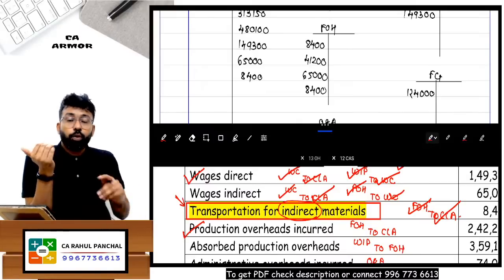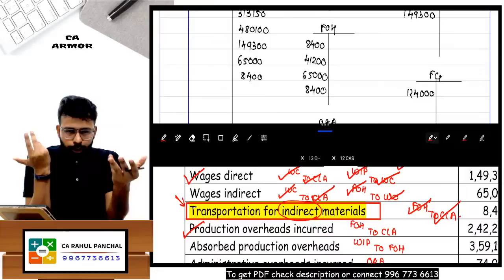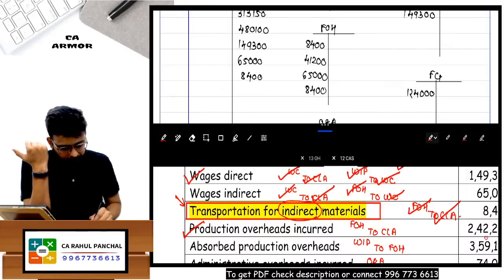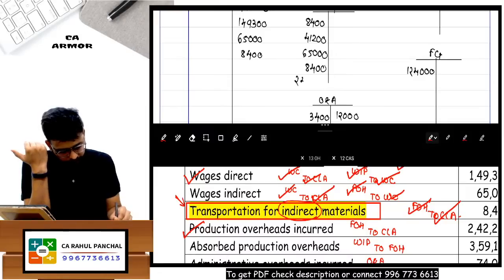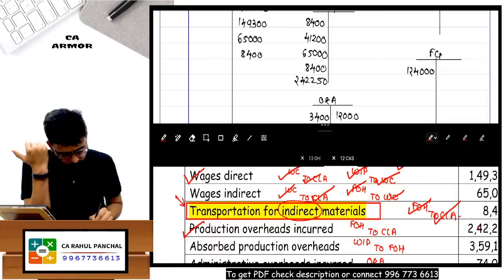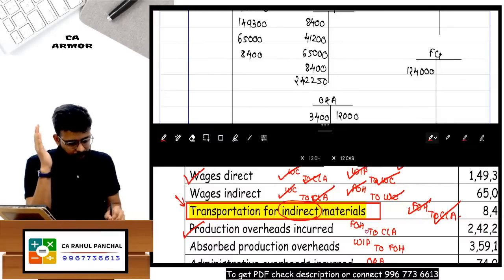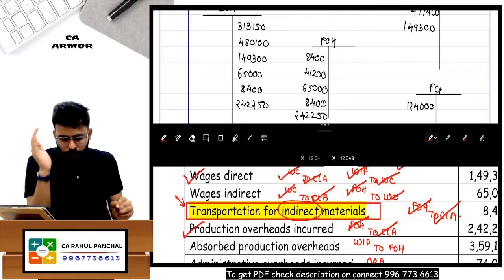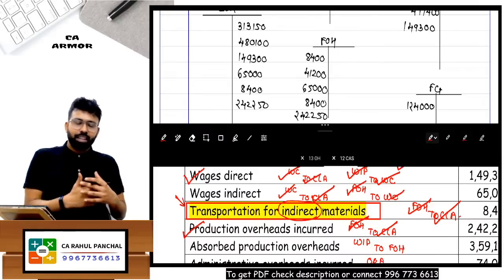Production overhead is incurred, you are paying overhead, so overhead account debit to cash bank, but cash bank is not there, to CLA. So overhead account debit, which is factory overhead, debit side you will write down 242,250. Okay, and then CLA credit side 2,42,250. That is what you're gonna write.